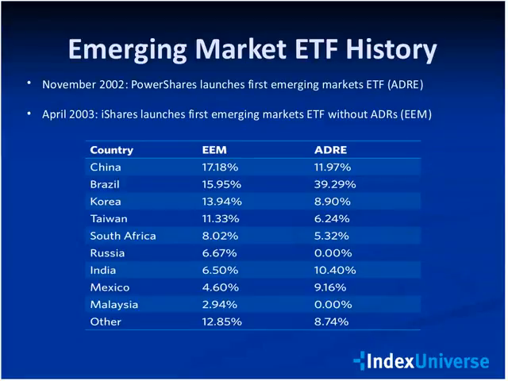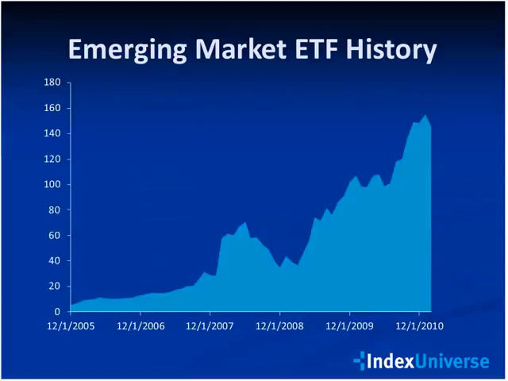So in this slide, I've looked at the weights for ADRE, the ADR-focused emerging markets ETF, and the second emerging market ETF to launch, which was the iShares Emerging Markets ETF, EEM, which provides exposure to locally listed shares. And you can just look right down that list and see how that made a big difference. ADRE severely overweights Brazil and India and underweights China, Russia, and Taiwan.